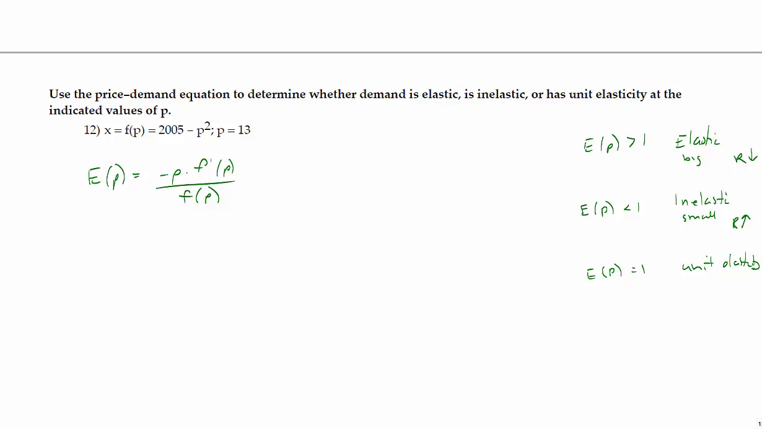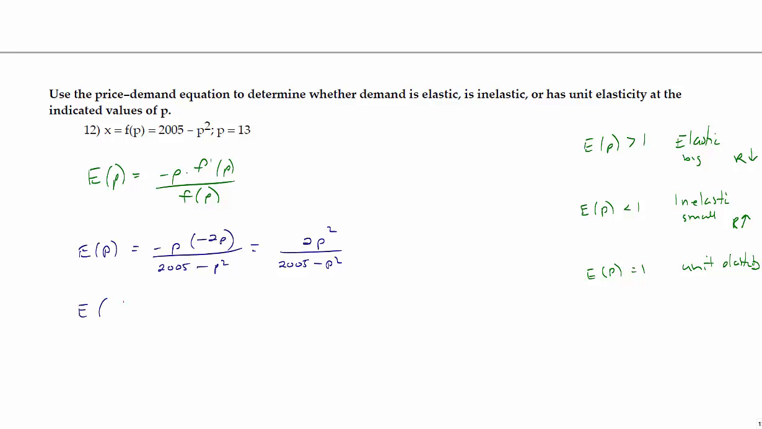All right, so coming over here to our function, E of P is going to be equal to negative P times, so I need the derivative. So 2005 minus p squared, so the derivative is negative 2p, and then all over 2005 minus p squared. I'm going to simplify this a little bit in the numerator. I'm just multiplying those together, so we get a positive 2p squared all over 2005 minus p squared.